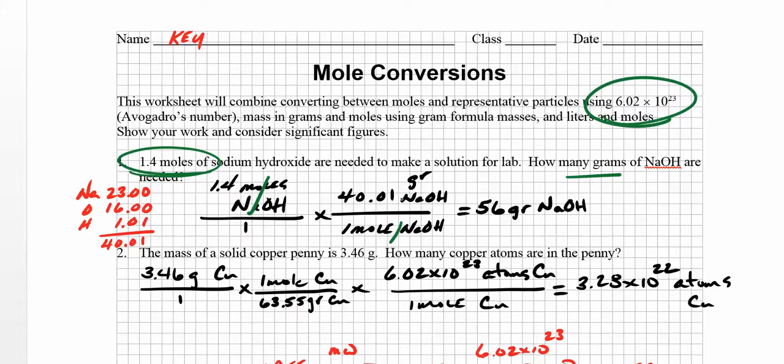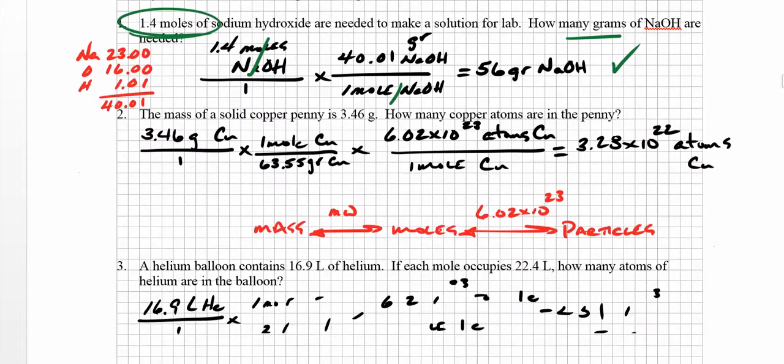Grams is what I'm looking for. So now it's just a matter of getting my calculator to multiply 1.4 by 40.01 to two significant digits. I got 56 grams of sodium hydroxide. Check that on your calculator. Let's look at number 2.